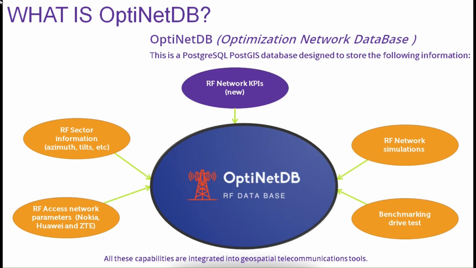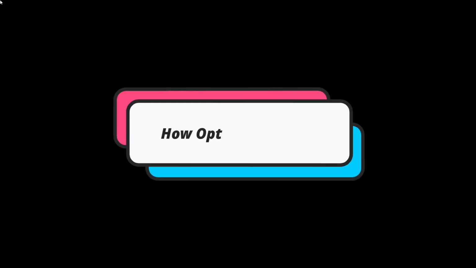The latest update of OptiNetDB has added key network KPIs, providing additional tools to analyze and improve a network's efficiency and reliability. In short, OptiNetDB is instrumental in driving the construction and maintenance of an efficient and reliable network. How OptiNetDB works.